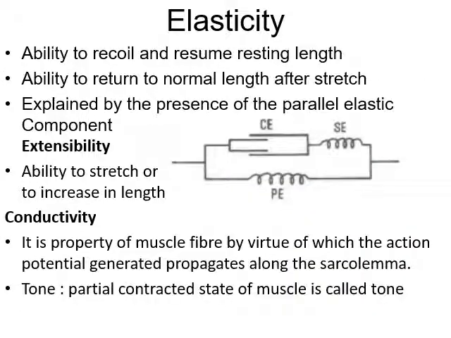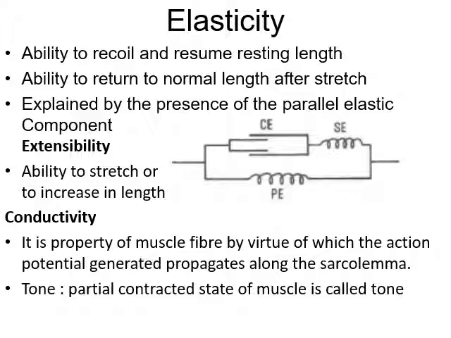Now coming to another property, that is elasticity. Elasticity is the ability to recoil or resume the resting length after stretch, which is explained by the presence of a parallel elastic component and a series elastic component. Now CE is the contractile element, the actin and the myosin. Now we know that actin is connected to the sarcolemma, which forms the parallel elastic element, and myosin is attached to the Z line with the help of the series elastic element, that is titin or nebulin.